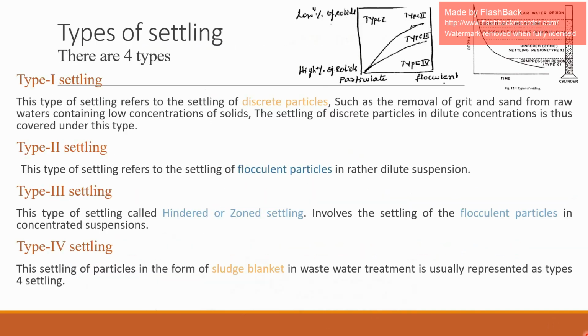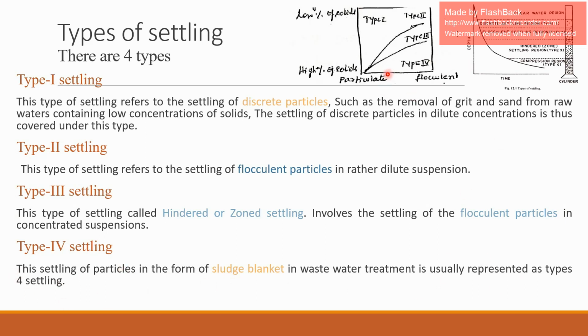For example, clay and silt. Type of settling: there are mainly four types. The first one refers to discrete particles with dilute concentration. The second type is flocculated particles with dilute suspension. The third one is zone settling, involving flocculated particles with concentrated suspension. The fourth one is sludge blanket, which is in wastewater treatment. Okay, so this usually represents the fourth one.